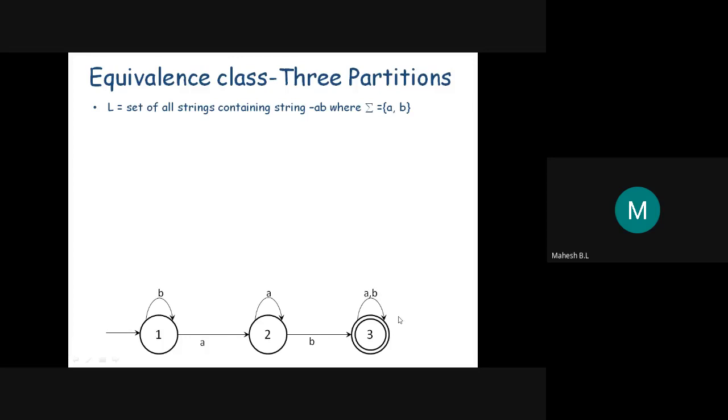One corresponds to the set of strings which are a part of the language, then two correspond to the set of strings which are rejected by the language. That means a string can be accepted in one way, but a string can be rejected in two ways. 1 and 2 are rejecting states. So there are two ways to reject the string, but there is only one way to accept the string.